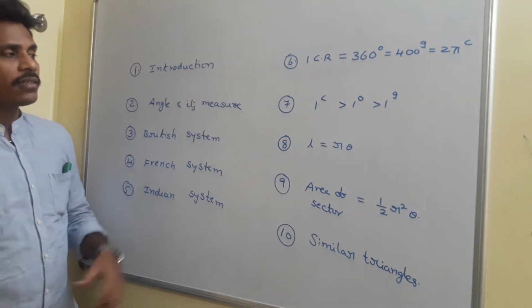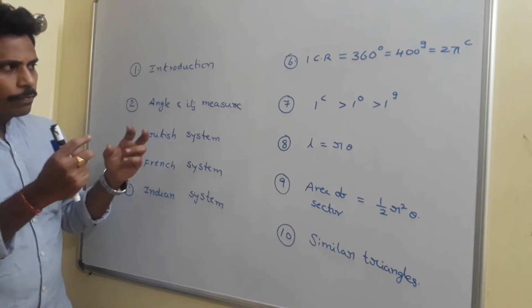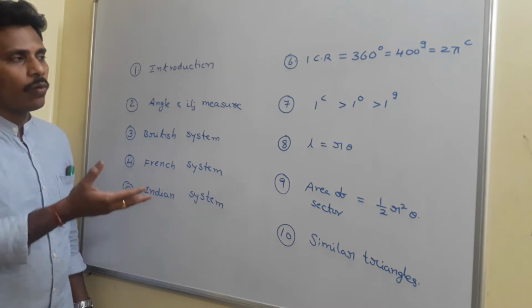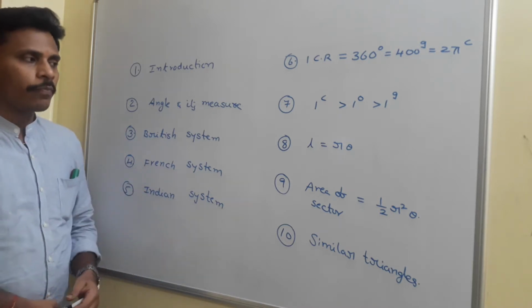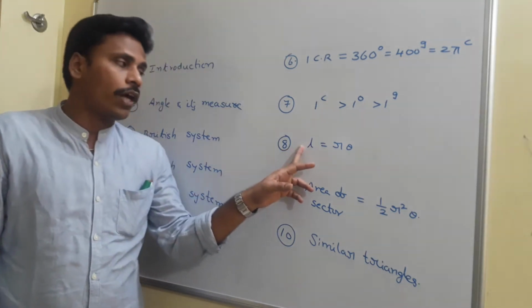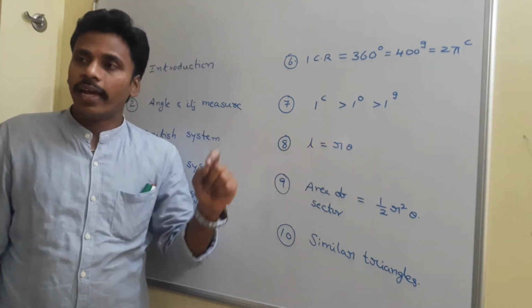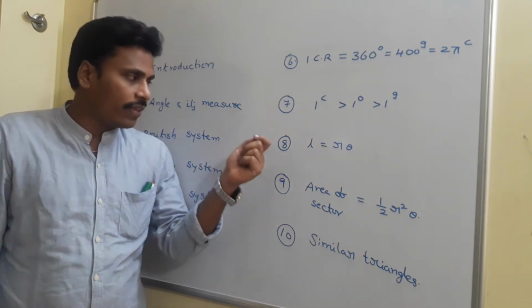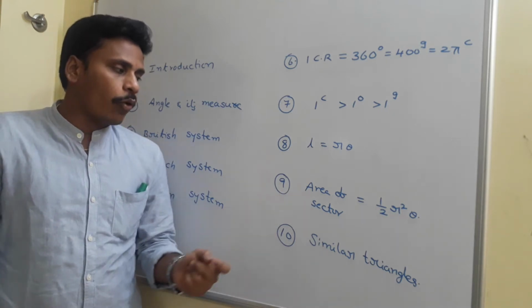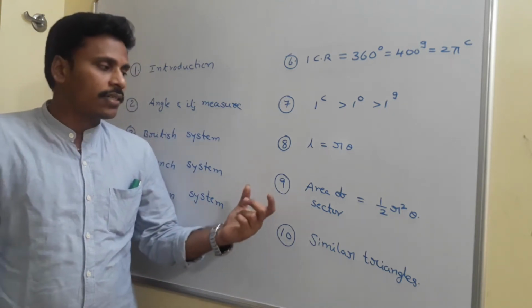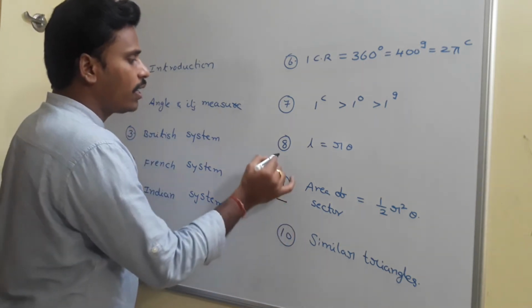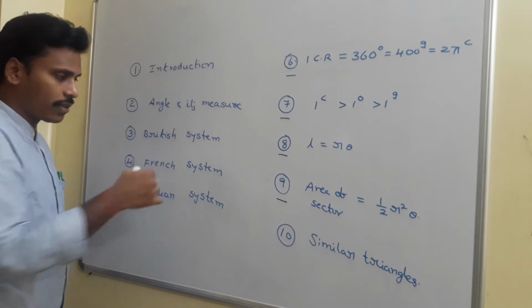And in the seventh point, we developed an order between 1 degree, 1 radian and 1 grade. For the eighth point, L equals r theta, where L is the length of the arc and theta is the angle made by the arc of length L at the center in terms of radians. Is it right? The ninth point is about the area of the sector, and that is half r square theta. Up to this ninth point, we already discussed all these points in the previous classes.